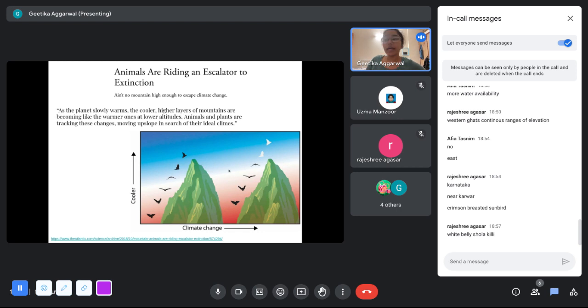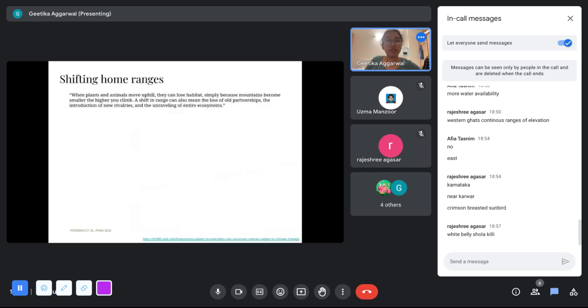So the species higher up in the mountains are just going to go extinct, which is why we should actually try to bring down global warming, which is, I guess, not very much possible. But okay, this is another.